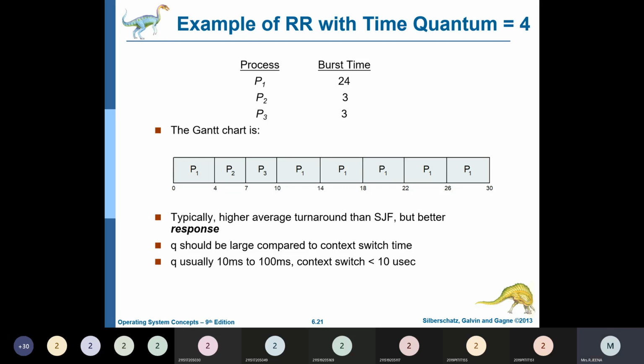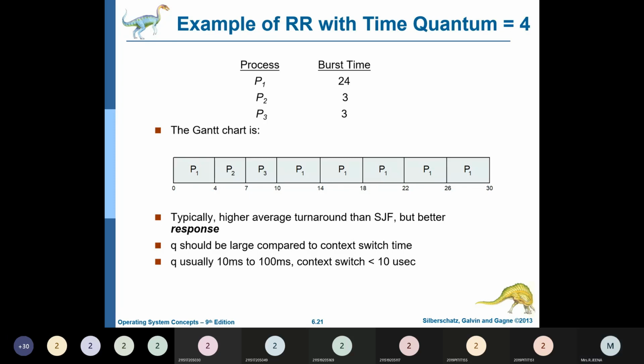The next process is P2. It has burst time 3, so it completes its 3 at a stretch, because the time quantum is 4 and 3 is less than 4. No issues in that. P2 completes at the 7th millisecond. Then P3 arrives. Here also there is no issue because 3 is less than 4, so it completes at a stretch at the 10th millisecond.